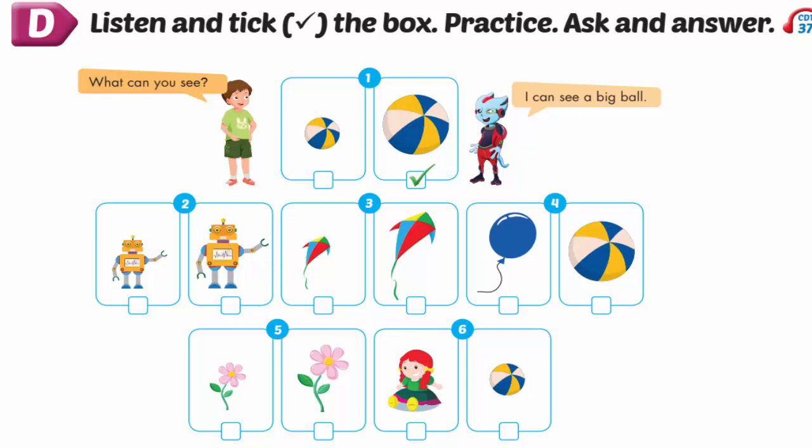2. What can you see? I can see a small robot. 3. What can you see? I can see a big kite. 4. What can you see? I can see a big balloon. 5. What can you see? I can see a small flower. 6. What can you see? I can see a small ball.